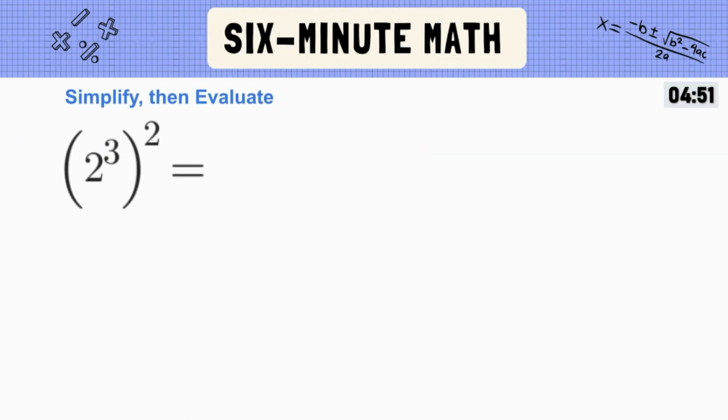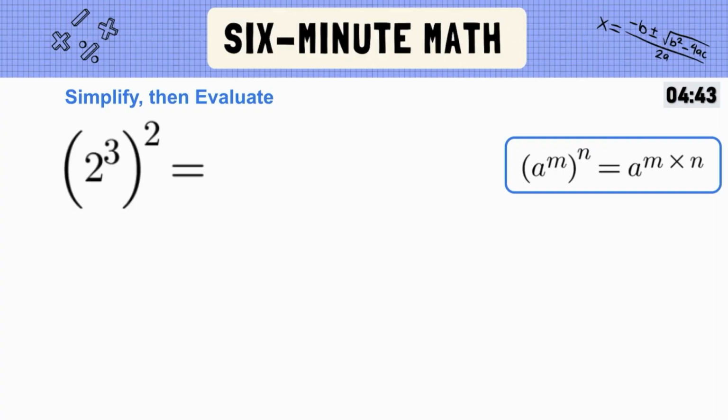I'm going to simplify and then evaluate 2 cubed squared. So I know that using my exponent law, I'm going to keep my base of 2, and I'm going to multiply my exponents together. 3 times 2 is 6. Then if I were to evaluate that, 2 to the power of 6 is 64.